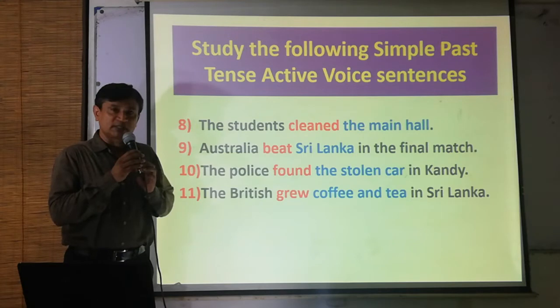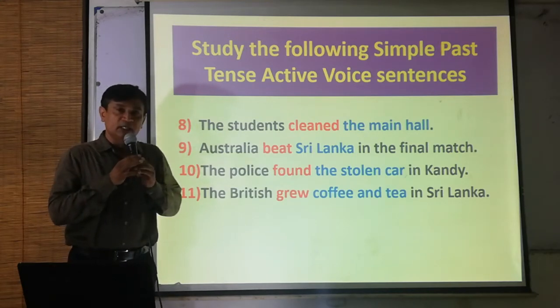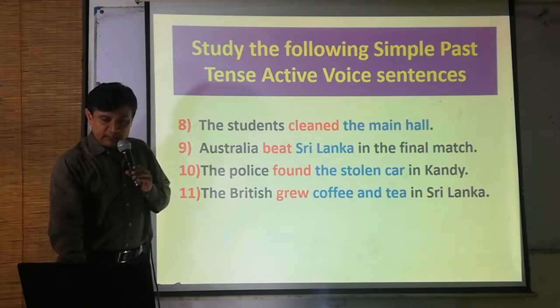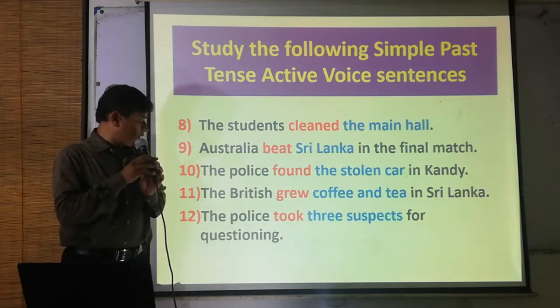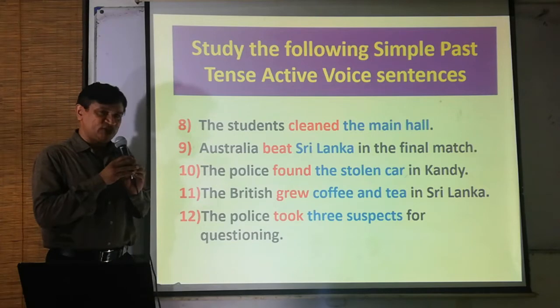The British is the subject. Grew is the verb. Coffee and tea is the object of the sentence. Simple past tense, active voice. Now look at the next one, number 12. The police took 3 suspects for questioning.